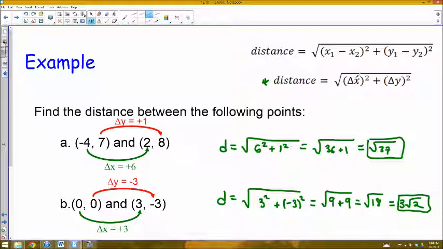So this distance formula can save us a lot of time as opposed to graphing and using the Pythagorean theorem. Now, we will actually derive this distance formula in class tomorrow to see where it actually came from.